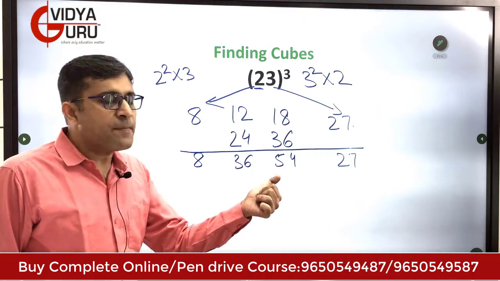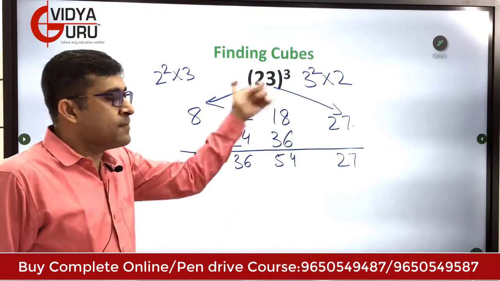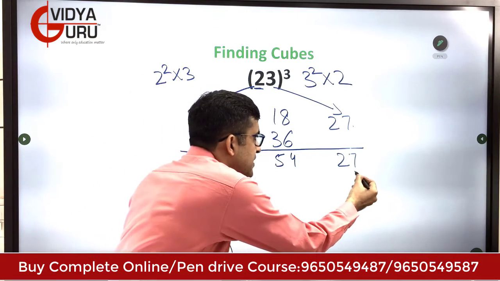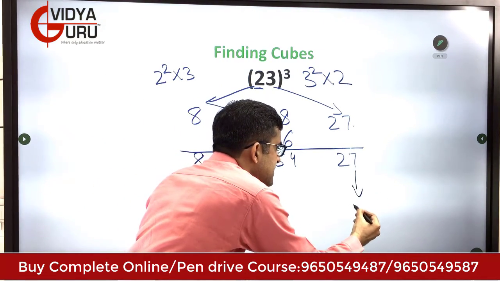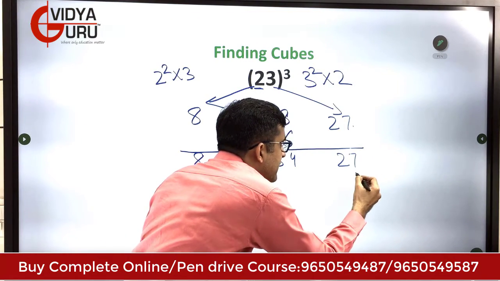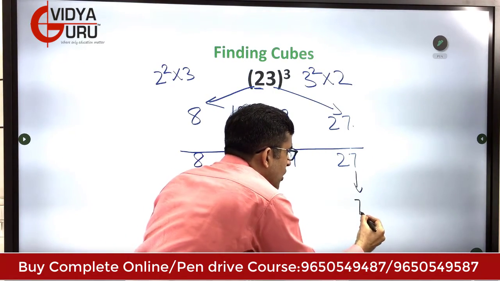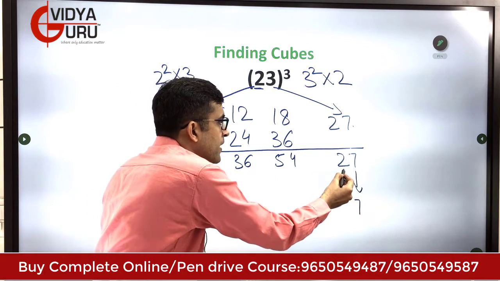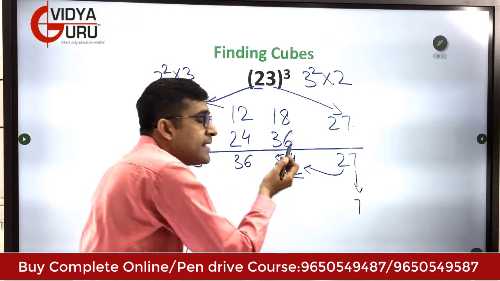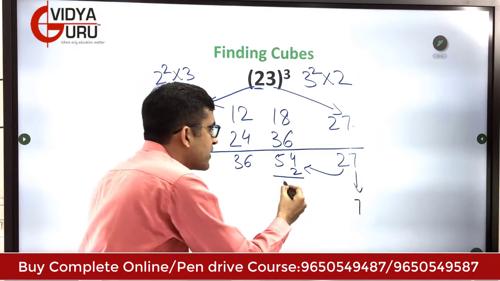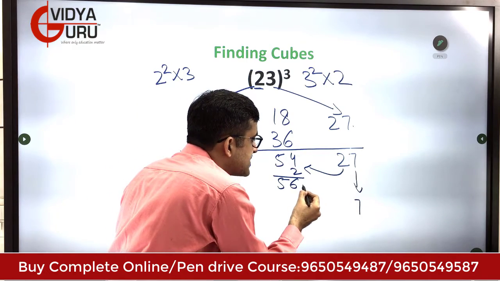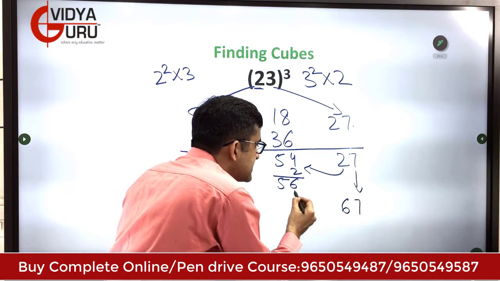Now in one step I am going to write the complete cube. Focus on the units digit. The units digit 7 will be written as it is. What will happen to the 2? The 2 will be carried forward and added. 54 and 2 gives me 56. So I write the units digit 6.